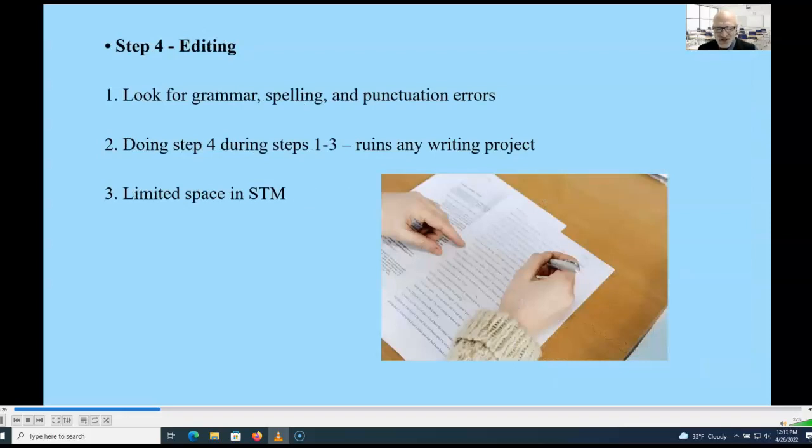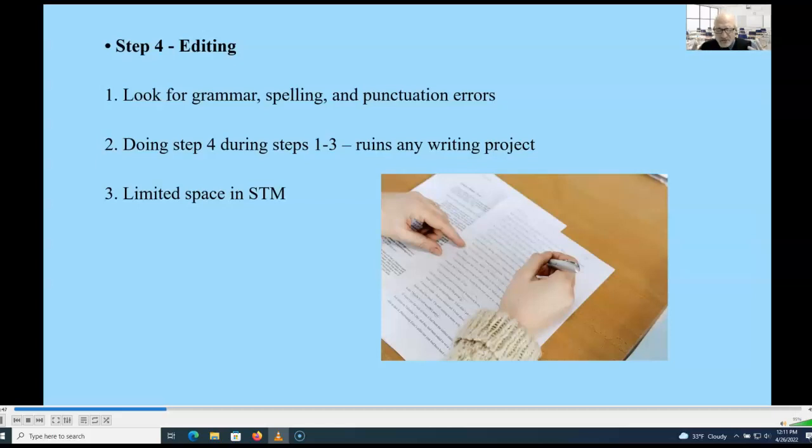And editing is step 4. Here is where you look for grammar, spelling, and punctuation errors. Now, doing step 4 during steps 1 through 3 is the best way to ruin any writing project or to stymie any writer's growth.